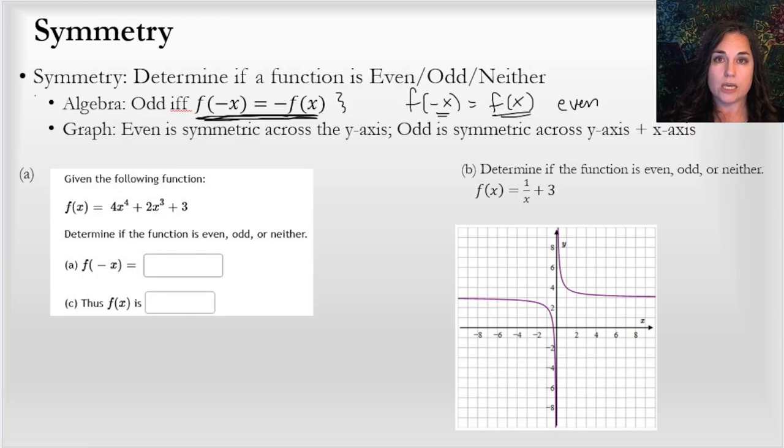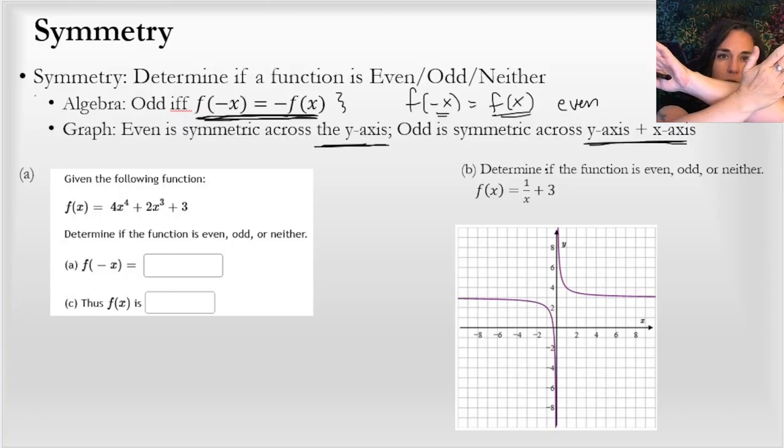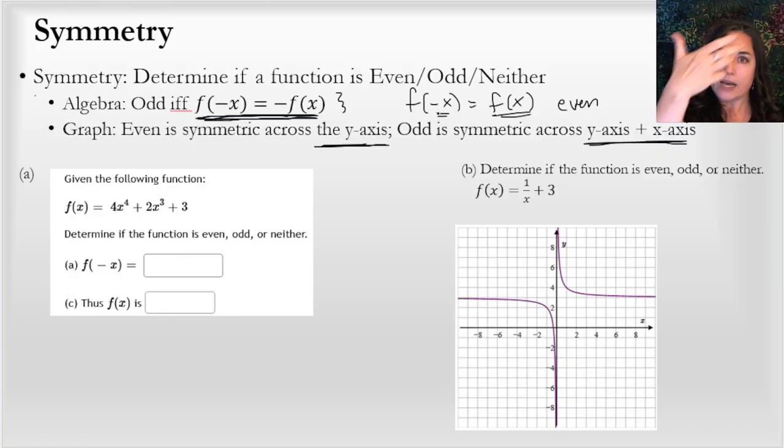Even means symmetry around the y-axis. You can see that. Even is symmetric across the y-axis. Odd is symmetric across the x and y axis. So if I flip it over one axis and then over again, that would be an odd function. If I take the graph and flip it over the y-axis and it looks exactly the same, that is an even graph. If I flip it over the x-axis and then over the y-axis, horizontally and then vertically again, and I get the same picture back, then that is an odd function.